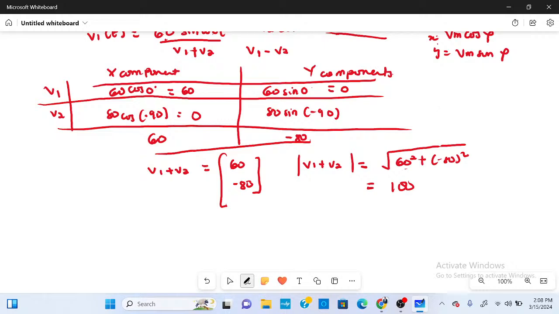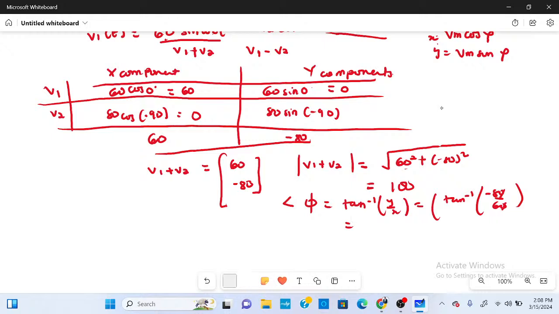Then we now find the angle, or what you call the phase difference, and it's simply equal to the tan inverse of y on x. It's the same thing we've been doing in vectors. So tan inverse of your y component over x, and here I'll have tan inverse of my y, which is negative 80, over x, which is 60. And this is giving me tan inverse of this, and the answer is equal to negative.